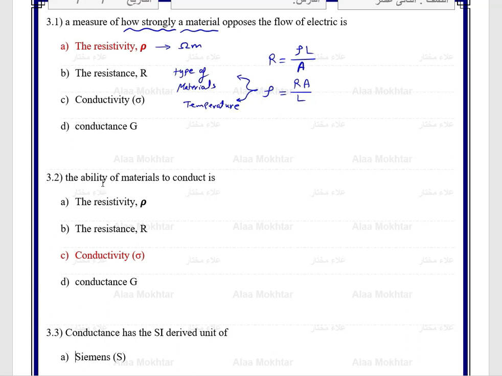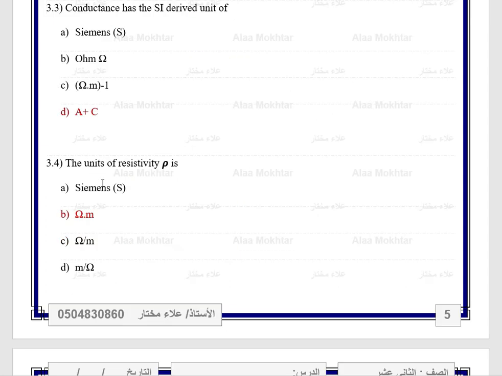Question 3.2. The ability of a material to conduct is conductivity, sigma. Sigma equals 1 over rho, its inverse of rho. Sigma has a unit of ohm meter to the power of negative 1. This is conductivity.